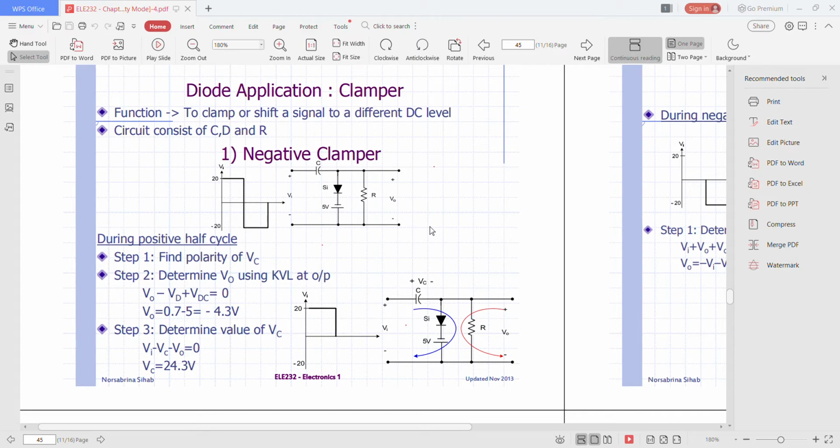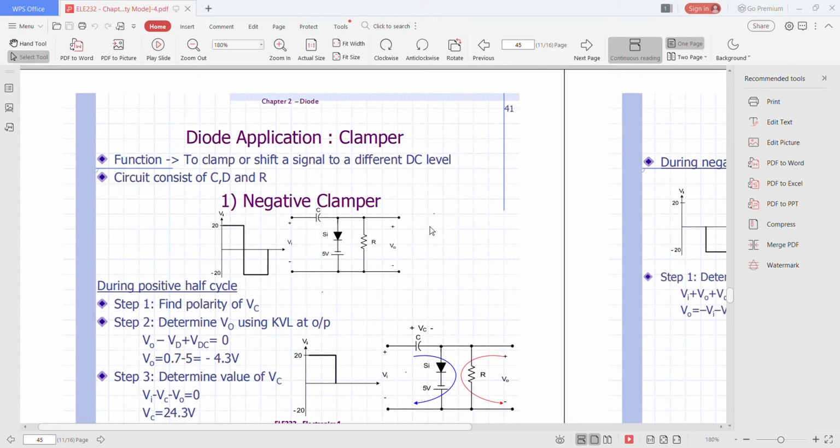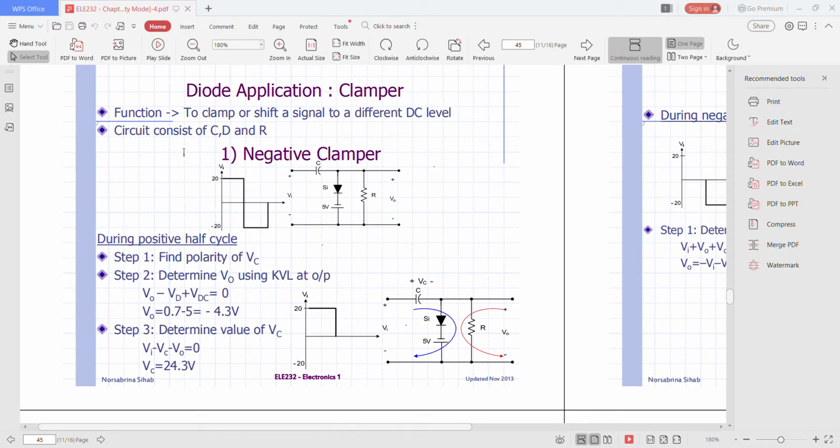Okay, today we are going to learn about diode application, and now we are going to focus on the new subtopic, which is clamper. So what is the function of clamper? As you can see, to clamp or shift a signal to a different DC level.